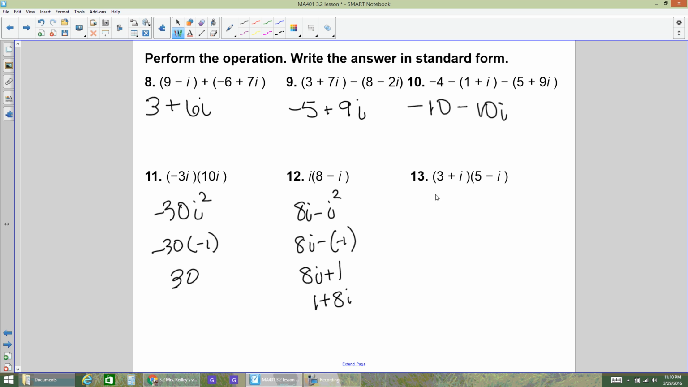Okay. Here I'm going to FOIL again. So 3 times 5 is 15. 3 times negative i is negative 3i. i times 5 is 5i. And a positive i and a negative i multiply to make a negative i squared. Okay, so this is 15 plus 2i plus 1, right, because i squared is negative 1. So I get 16 plus 2i.